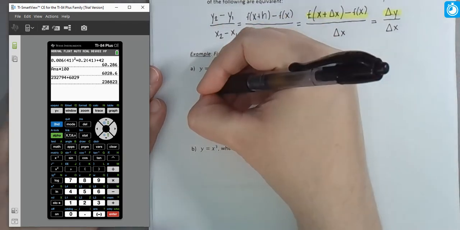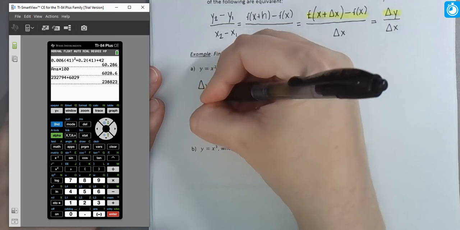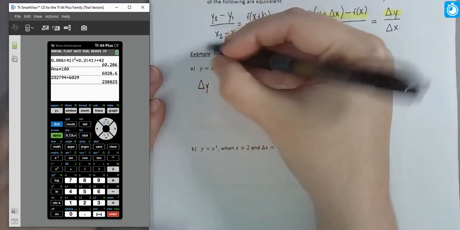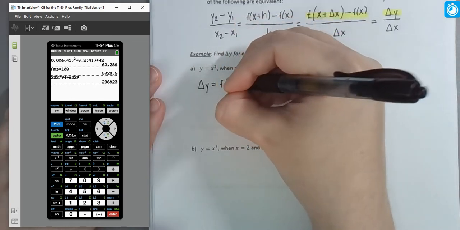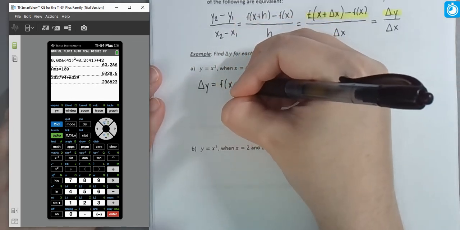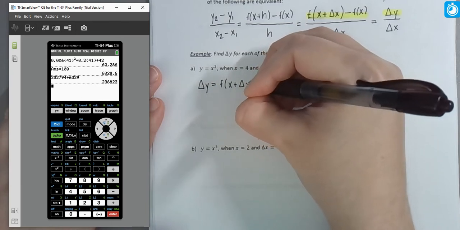Well, we know that delta y, based on all of this we've now developed, delta y is defined as the same thing of f of x plus our change in x.